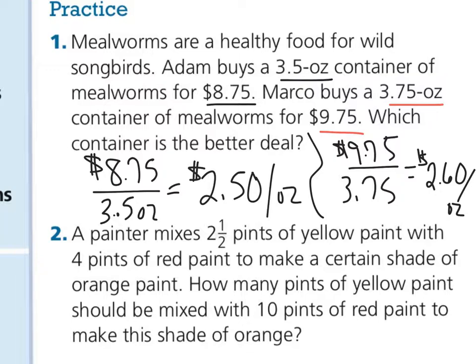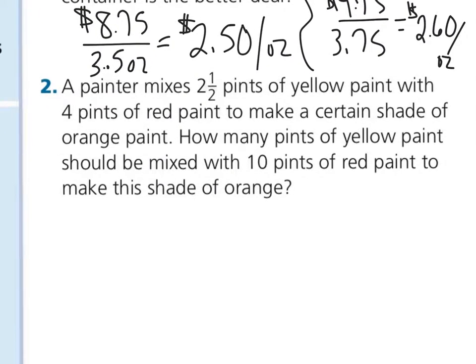Number 2, we've got a similar situation here. A painter mixes 2.5 pints of yellow paint with 4 pints of red paint. So we can color code this if you want to. To make a certain shade of orange paint. How many pints of yellow paint should be mixed with 10 pints of red paint to make this shade of orange?